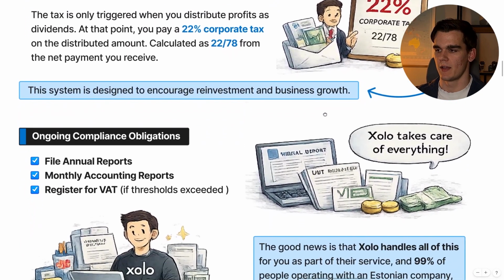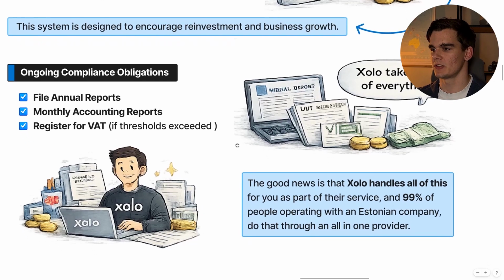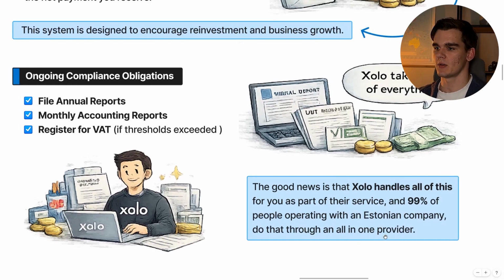Your ongoing compliance obligations include filing annual reports, monthly accounting reports, and potentially registering for VAT if you exceed certain thresholds. The good news is that Xolo handles all of this for you as part of their service, and 99% of people operating with an Estonian company do that through an all-in-one provider.